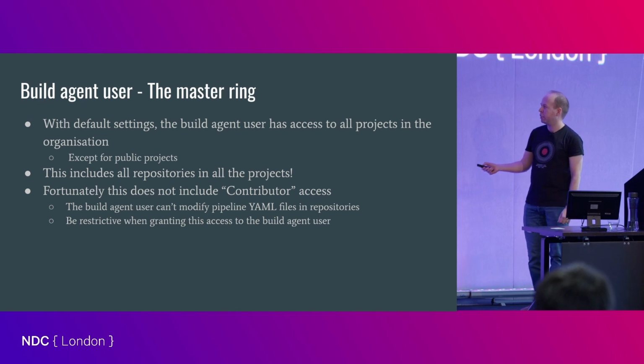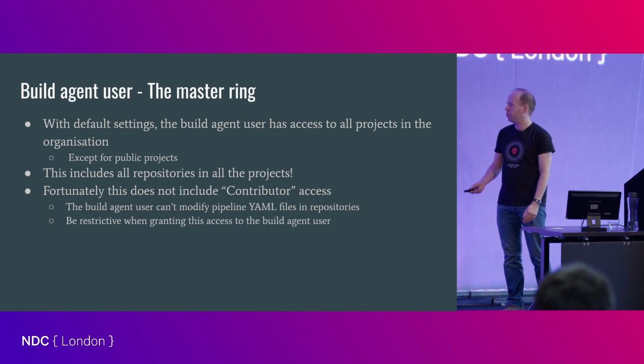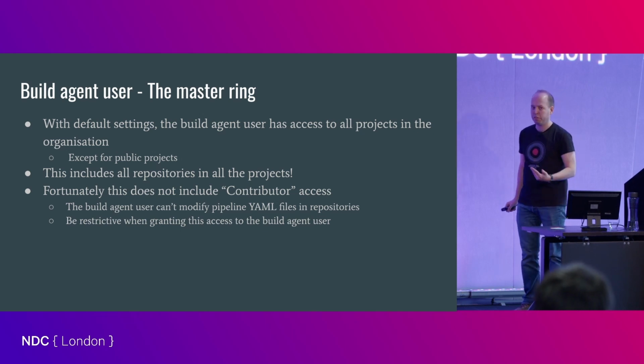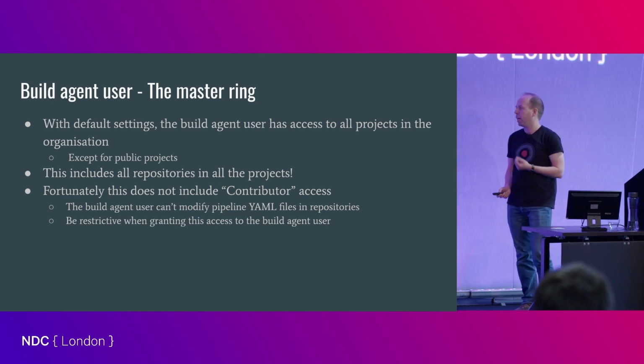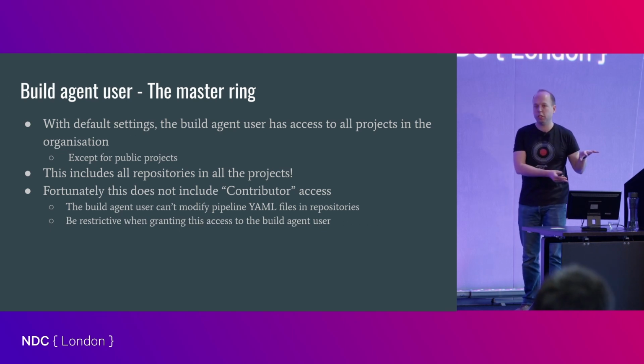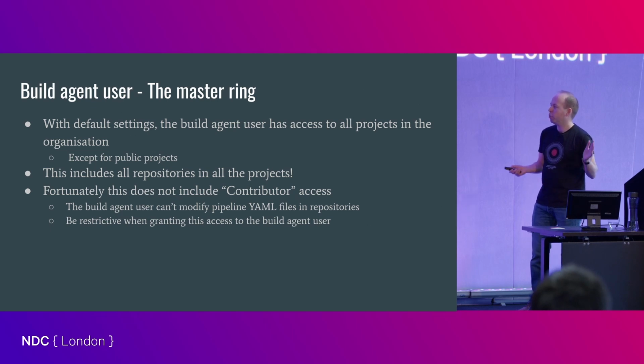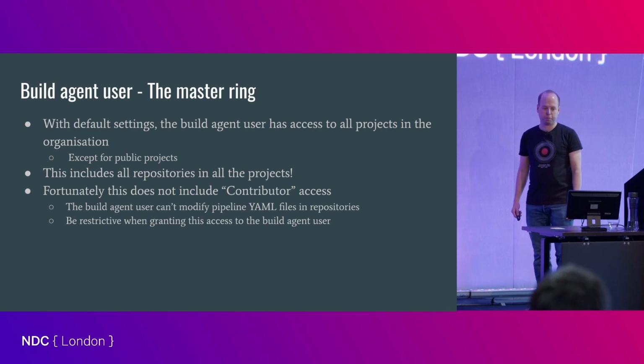We're just lucky that it doesn't include contributor access, because then we could have done all the other tricks with the variable groups by changing pipeline files in whichever repository we wanted. So the build agent can't, by default, modify that. But I've seen cases where we've added this specific access to specific repositories. It might be okay if you have like a release notes repository or something like that, where you're only pushing that kind of data into it and it doesn't contain anything secret at all. But otherwise, be really restrictive with adding this access level to the build agent user.